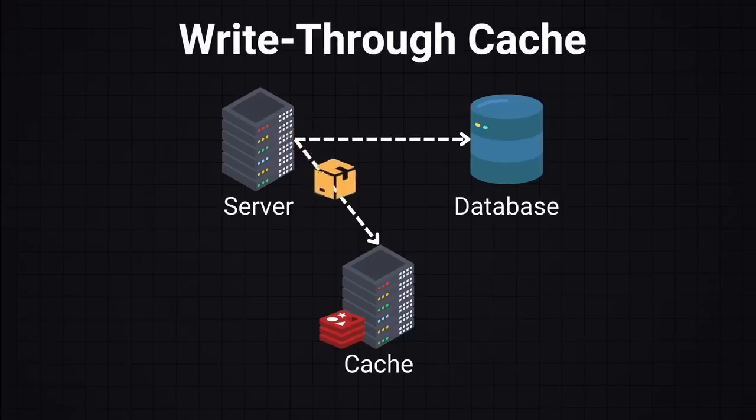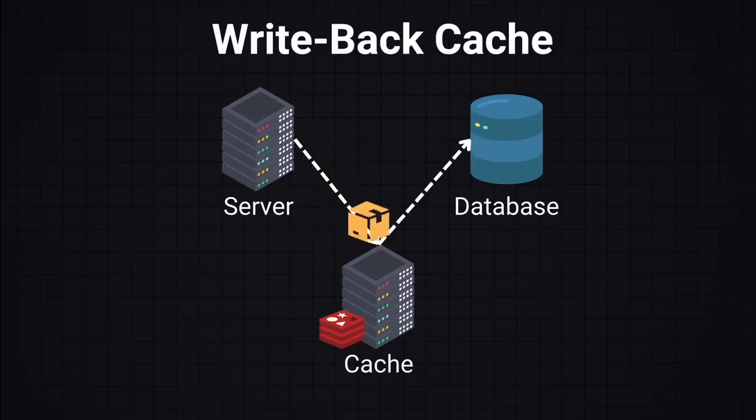We also have write-through cache, where data is simultaneously written to cache and the permanent storage. It ensures data consistency, but can be slower than write-around cache. And we also have write-back cache, where data is first written to the cache and then to permanent storage at a later time. This improves write performance, but you have a risk of losing that data in case of a server crash.